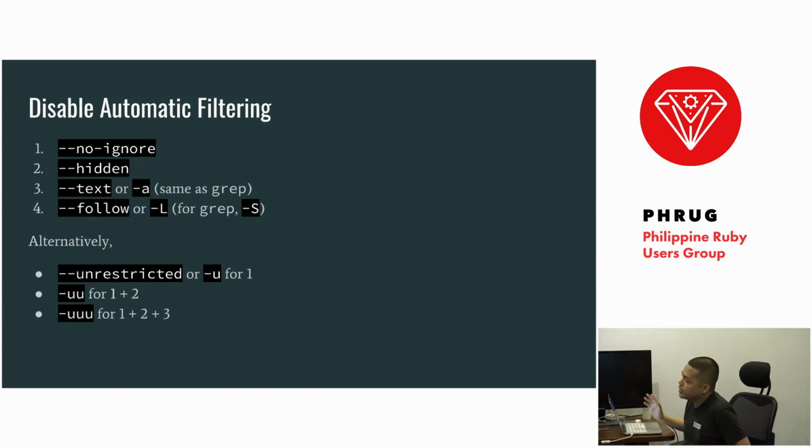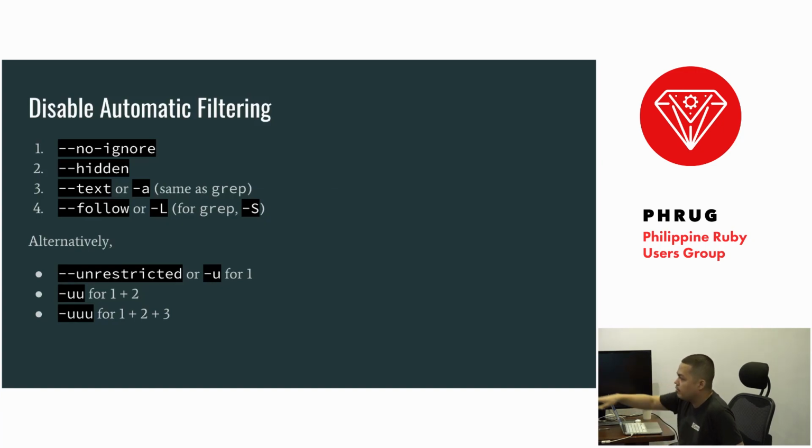So you can disable the automatic filtering. You can pass --no-ignore so that git-ignored files are still searchable, and then --hidden, so you can still search the hidden files as well. And then for the third item, that's for the binary file. This is exactly the same as grep, so --text or -a. And then for symbolic links, I think --follow is the same as grep, but for the single character, it's -L for ripgrep and -S for grep.